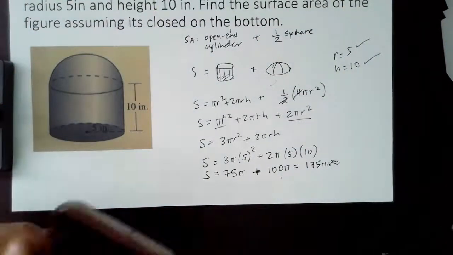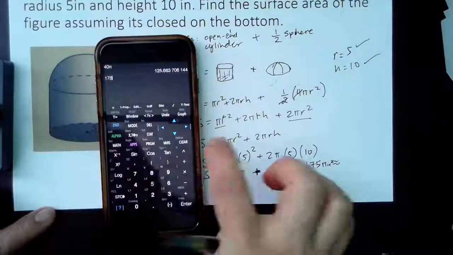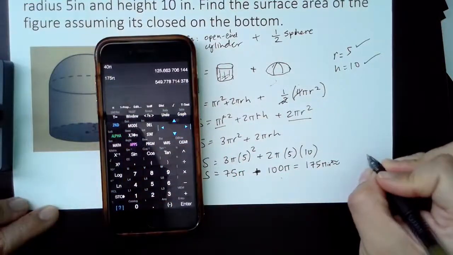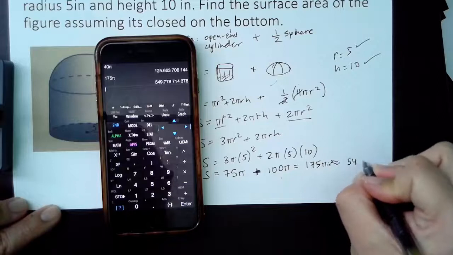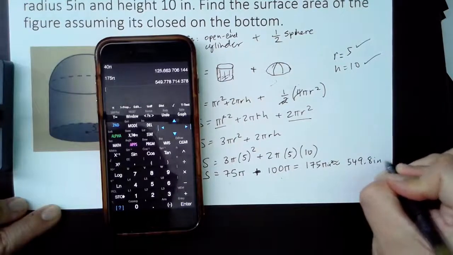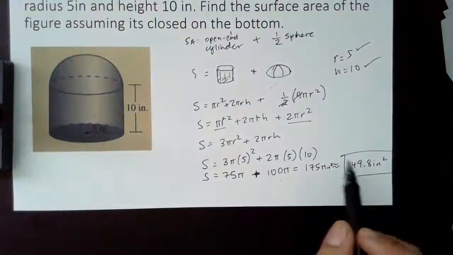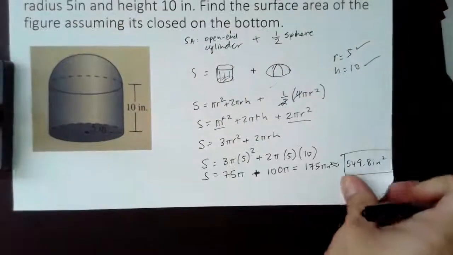And then if we want to know the decimal, you can go ahead and use your calculator, which would be 549.8 inches squared. Okay? So that's how much material we would need to cover this entire figure if we wanted to. So that's it for 8.3.